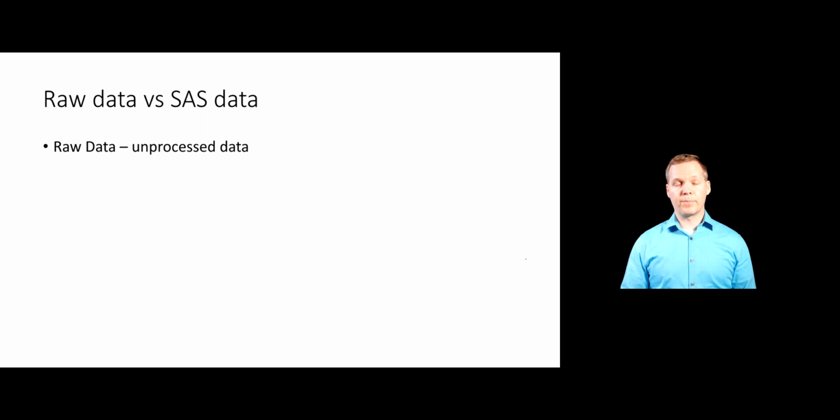Let's start with some lingo. We need to understand these terms that we're using so that we don't get confused. We keep using this term raw data. What do we mean exactly by raw data? We mean unprocessed data. So this is data that is not read into SAS yet.